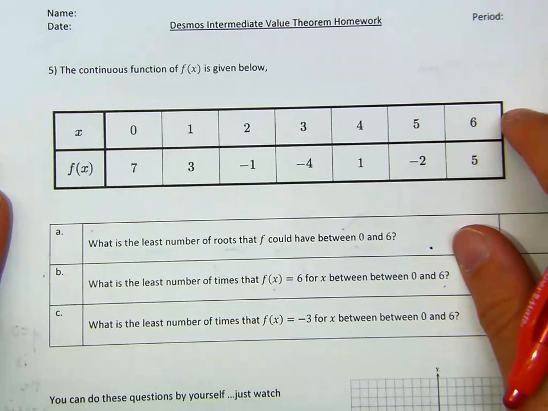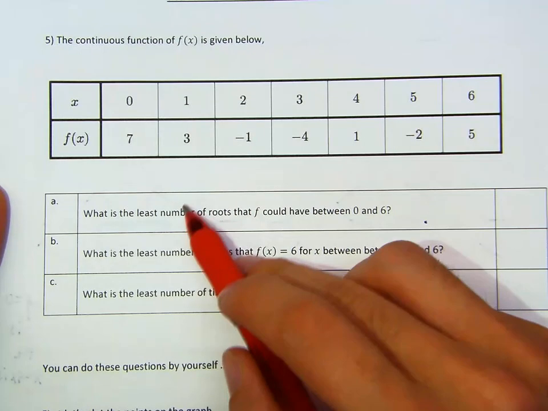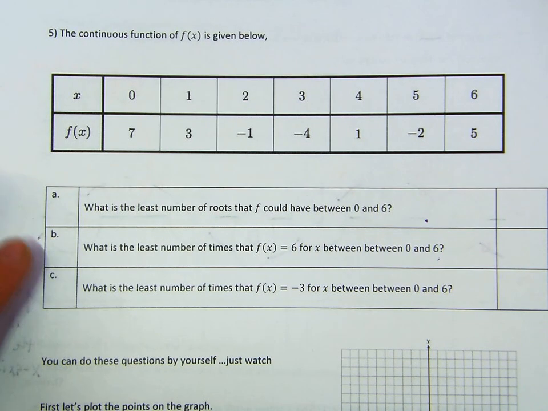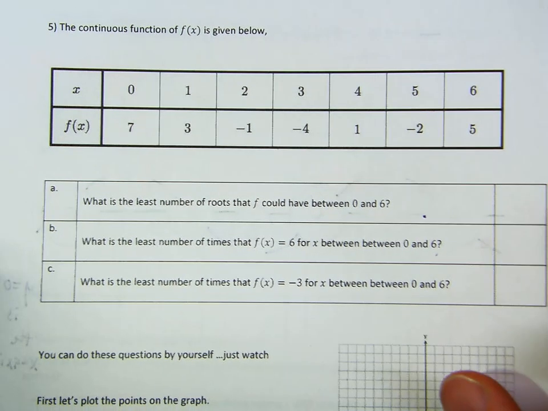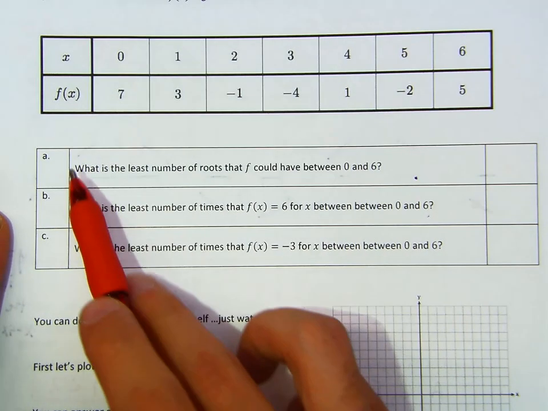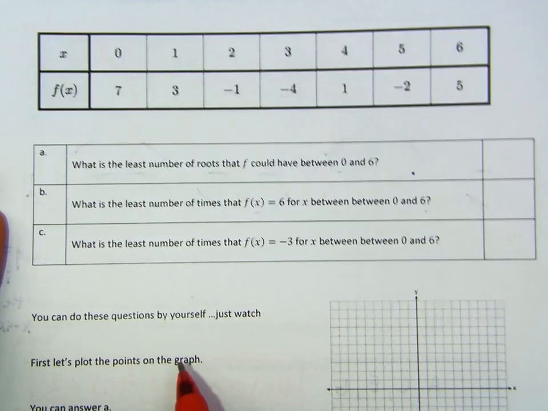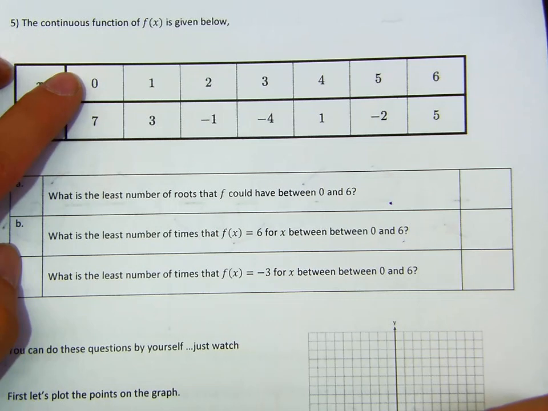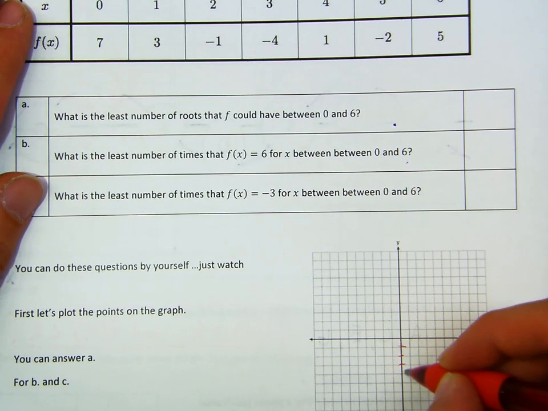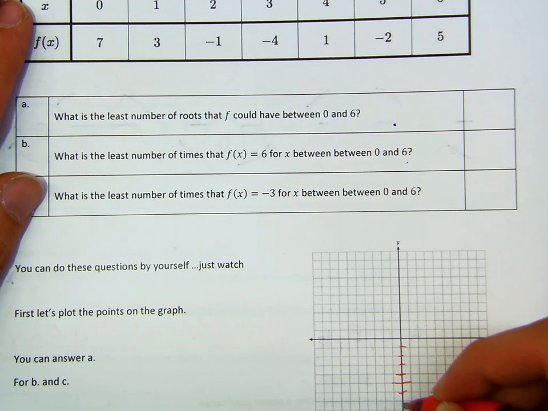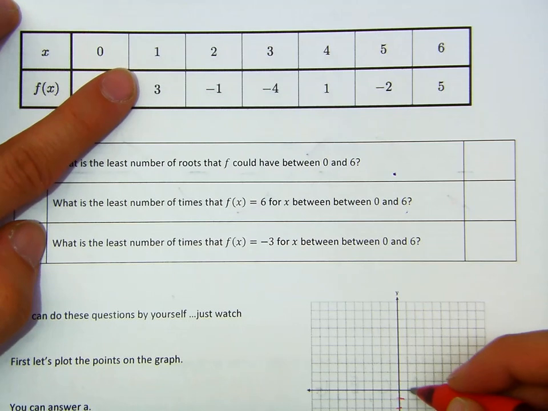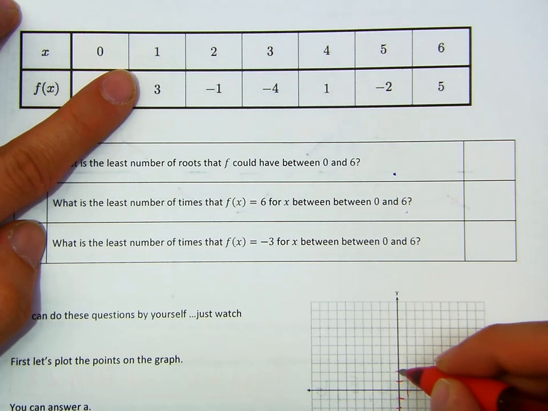If you haven't done it, you can try and do letter A by yourself. A should not be too bad. B and C are not that bad either, but I want you to try letter A by yourself, okay? Hopefully you plotted the points, but let's plot them. If I have 0, 7, where is that point? 0, 7 is 1, 2, 3, 4, 5, 6, 7. That's 0, 7. Okay, so that's 1 point.